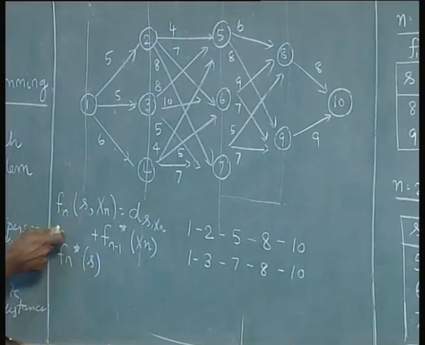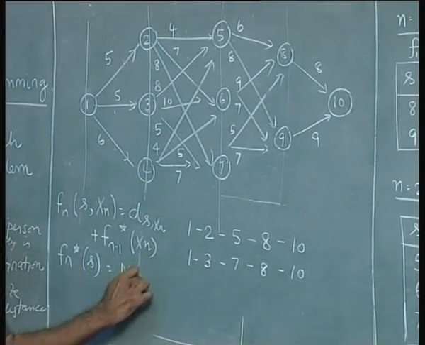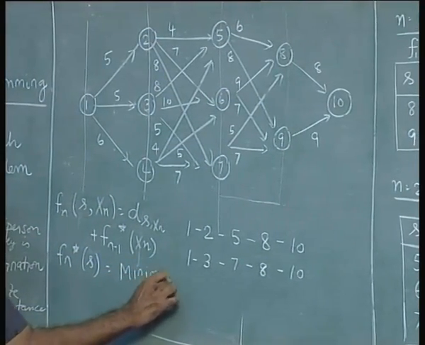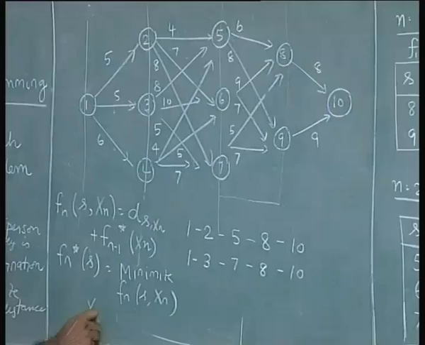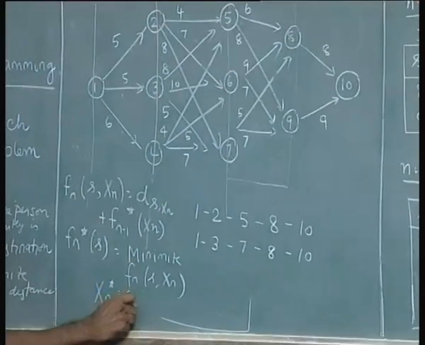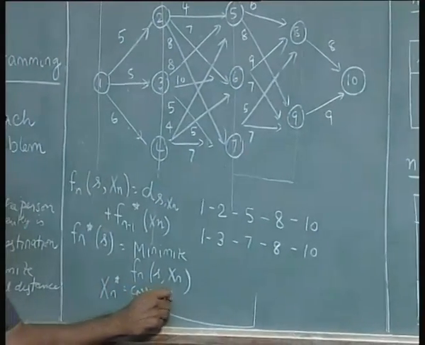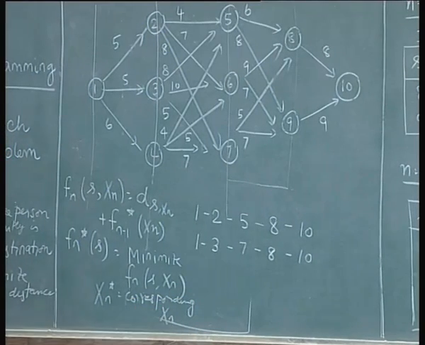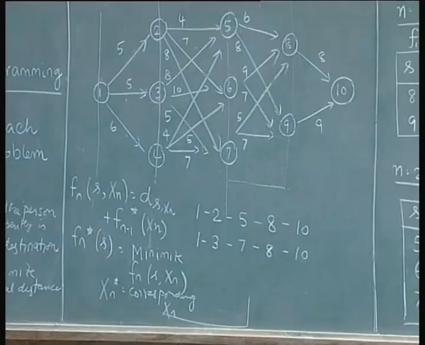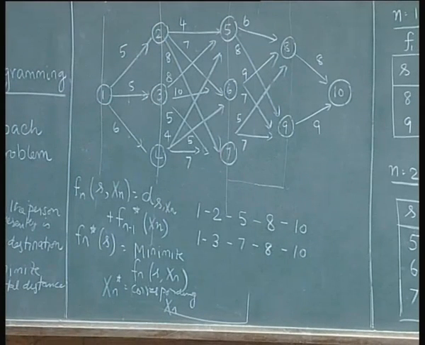Given state s, the best value is the one that minimizes fn of s, xn, and the value of xn star is the corresponding xn for which this value is minimum. So this kind of completes the first example along with the terminology that we will use.